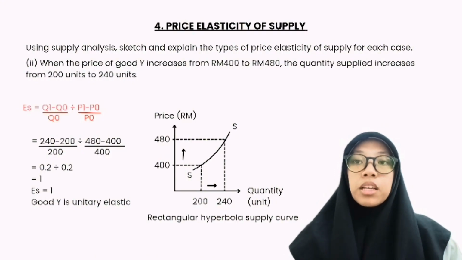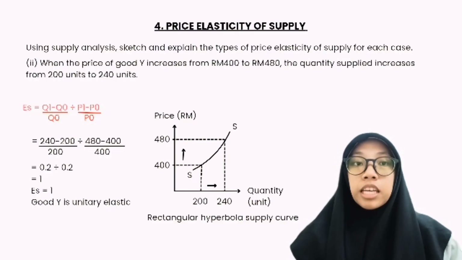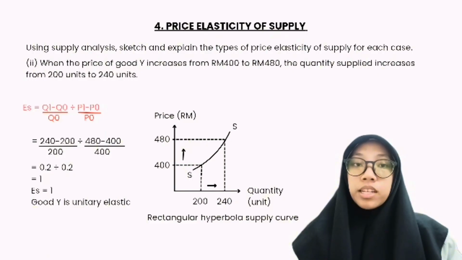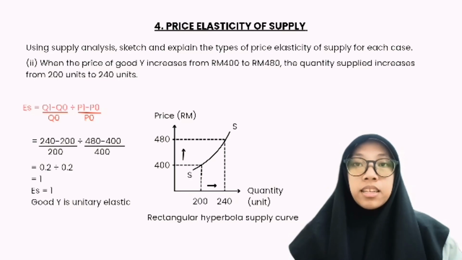0.2 divided by 0.2 equals 1. Therefore, price elasticity of supply is equal to 1. Good Y is unitary elastic. If you look at the graph, the increase of price will also increase the quantity by an equal proportion. Therefore, we will get a supply curve that is a straight line through the origin.